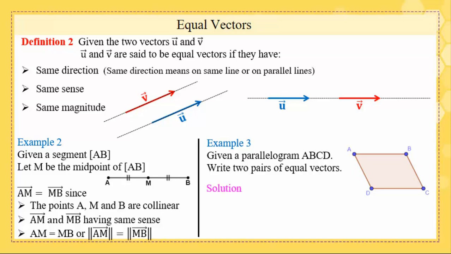Another example: given a parallelogram ABCD, we need to find two pairs of equal vectors. We can say that AB vector is equal to DC vector because they have same direction, they are on parallel lines, same sense from A to B as from D to C, they are going to the right, and same magnitude. The length of segment AB is equal to the length of segment DC since they are opposite sides in a parallelogram. Another pair, vector AD is equal to vector BC since they have same direction, they are on parallel lines, they have same sense from A to D as from B to C, and they have same magnitude. The measure of segment AD is equal to the measure of segment BC, opposite sides in a parallelogram.